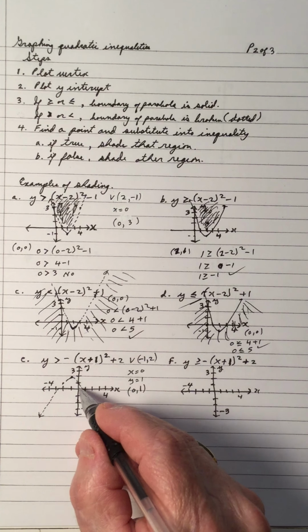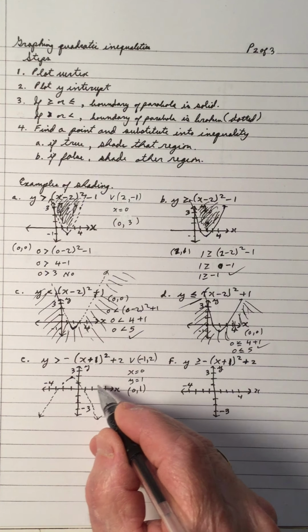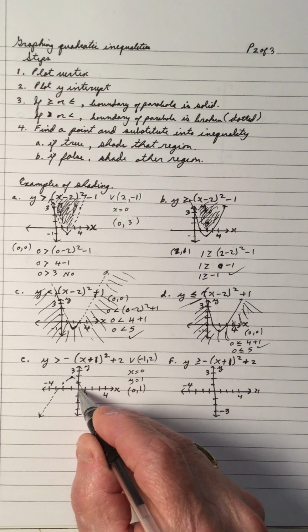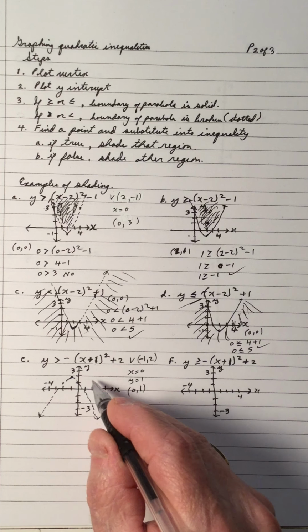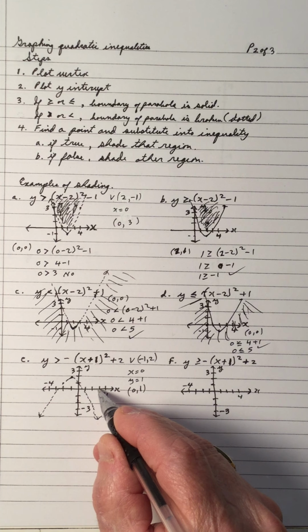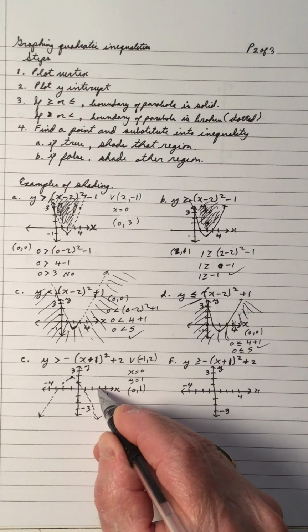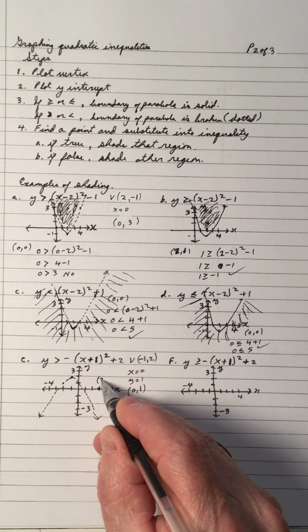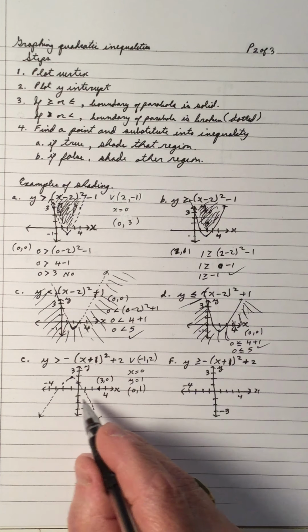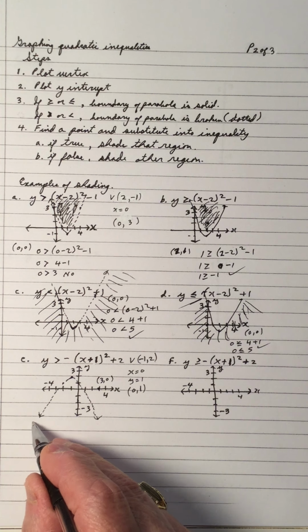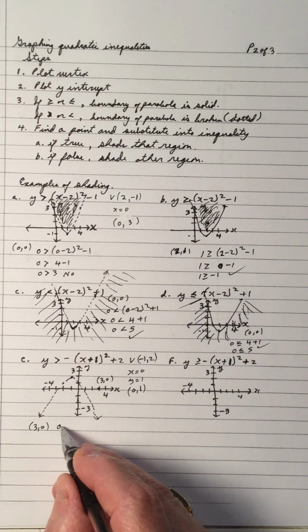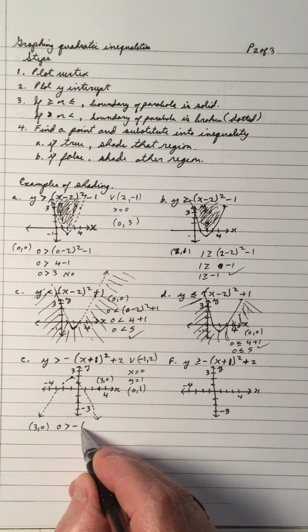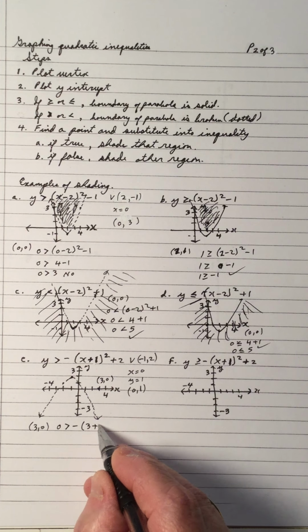But again, let's check the point. We want to make sure. If we're not sure where the point 0, 0 is, what we could do is check this point right here. We're going to check the point 3, 0. So y is 0, x is 3. So y is 0 greater than negative, x is 3 plus 1.